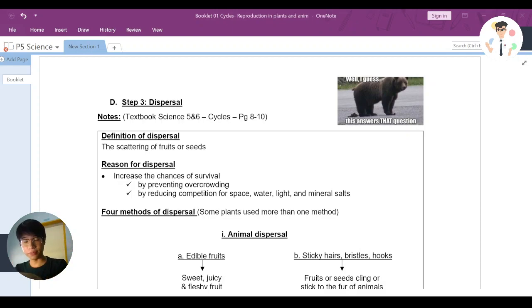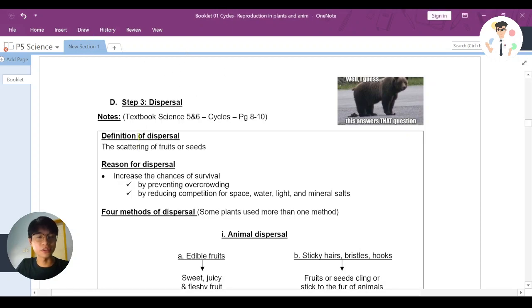Then, because of that, we have step 2, which is fertilization. The male reproductive cell is fused with the female reproductive cell, which is the egg cell, and it forms fruits and seed. And now this fruit and seed will go through a step called dispersal, which is our topic today. So the first thing we should understand is, what is the meaning of dispersal?